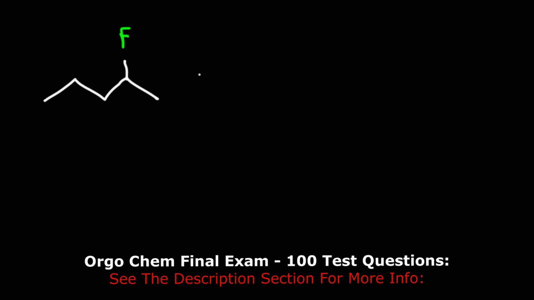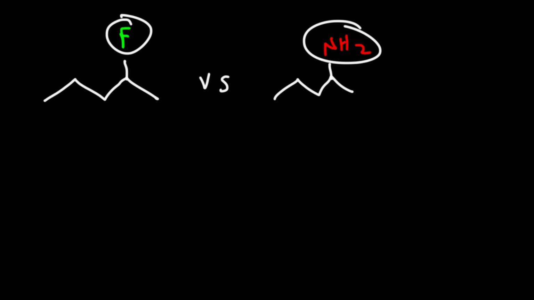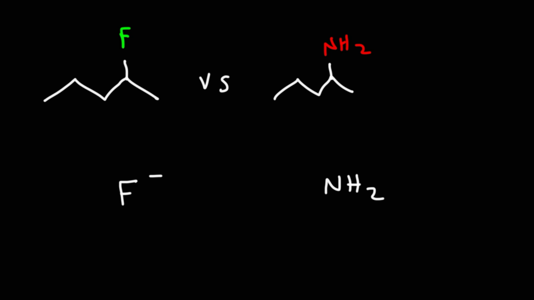Now let's look at some other examples. So here we have 2-fluoropentane, and let's compare it with 2-aminopentane. Which one is the better leaving group? Fluoride or amide? What would you say? So this is fluoride and this is NH2-, which is amide. Which one is more stable? Which one's the weaker base?